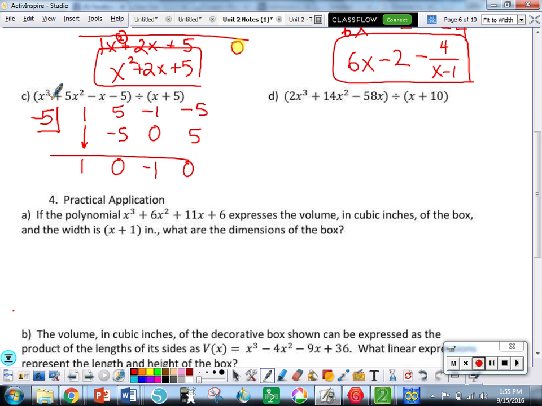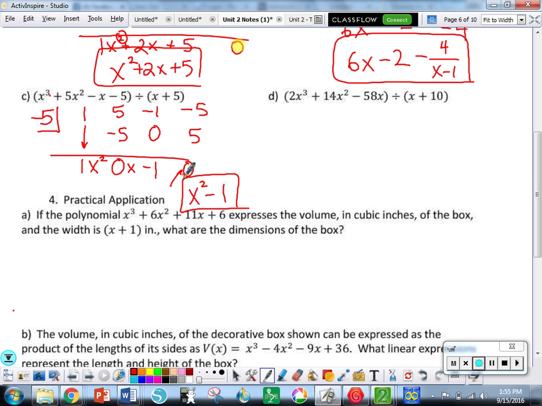This would be 1 less than x cubed, which would be x squared, 0x minus 1. Now I want to write that even better. How do I write that? X squared plus 0x, because if it's a 0x, isn't that just 0? That term goes away. X squared minus 1. We don't have to write any fraction because it's a factor. It goes away.